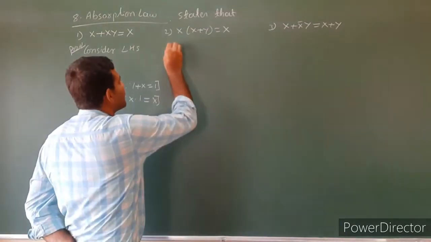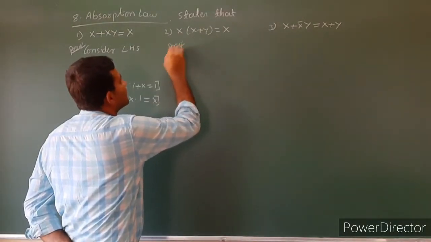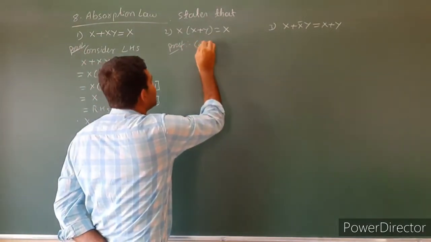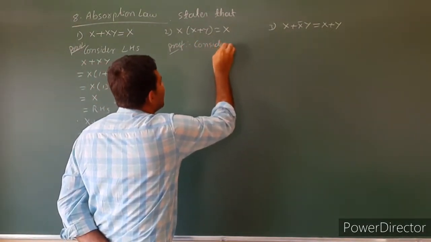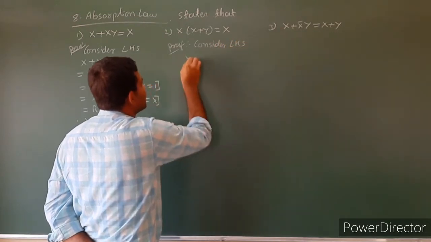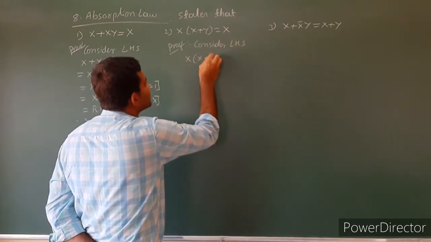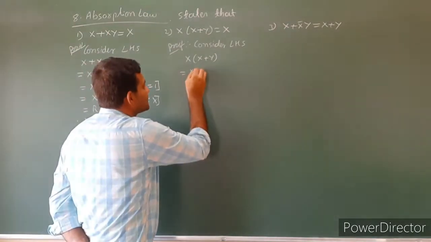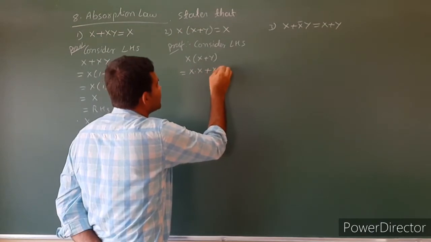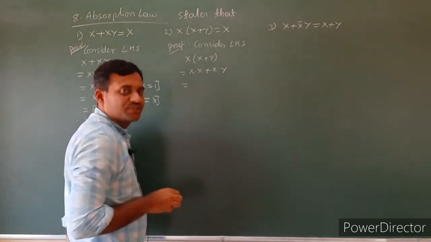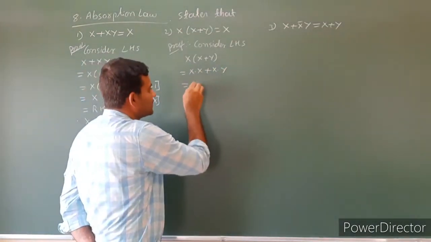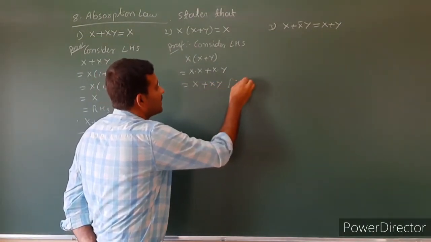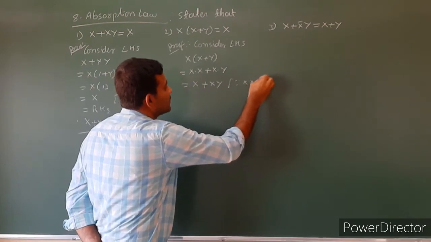Then consider the second one, that is x into x plus y which is equal to x. Consider left hand side, LHS. Here it is x into x plus y. Just multiply the terms. Terms are x into x plus x into y. Then x into x which is equal to x, plus xy. Here because x into x which is equal to x.